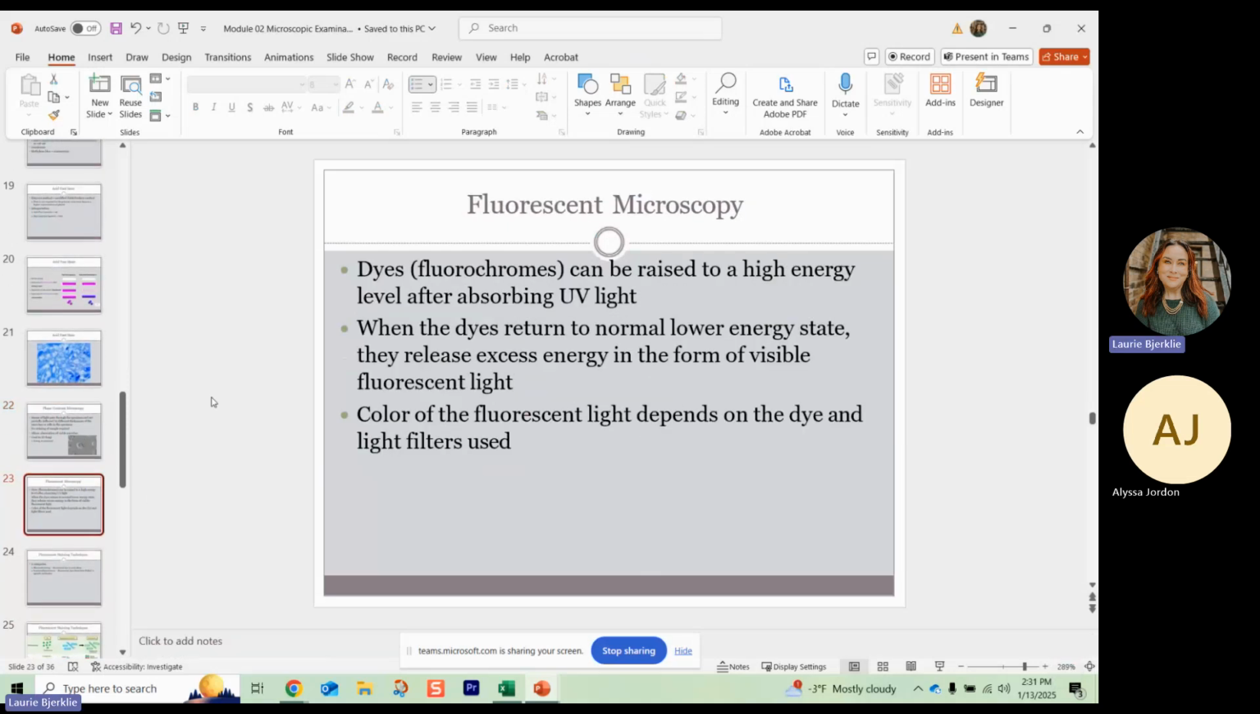There's also fluorescent microscopy, and just like the name tells you, we're using fluorescent dyes. So when you put a fluorescent dye on something, it raises to a high energy level after it absorbs UV light, and once it establishes that high energy level, it fluoresces as it comes back down. Then when you look at it under the microscope, you're going to see if it's positive, if it fluoresced, it will show that under that microscope.